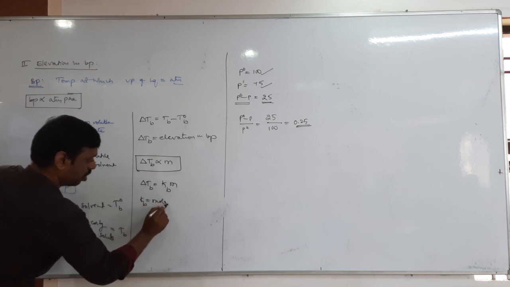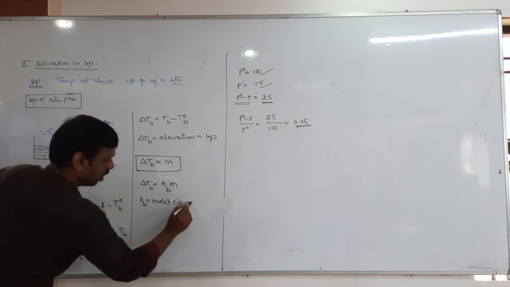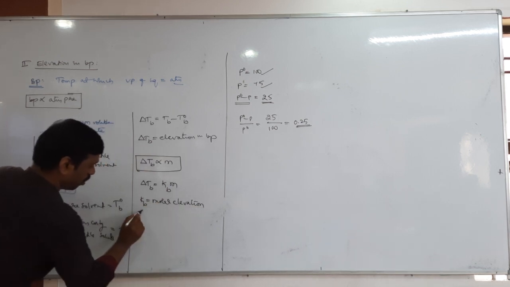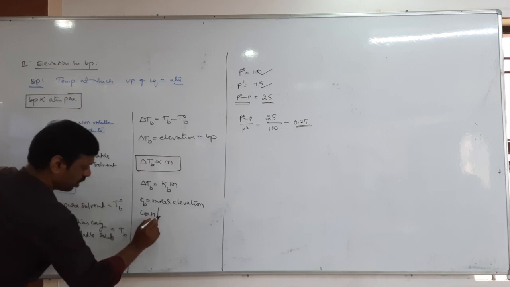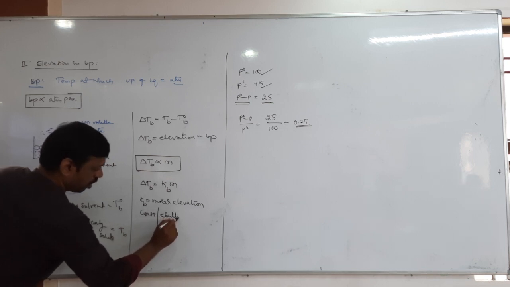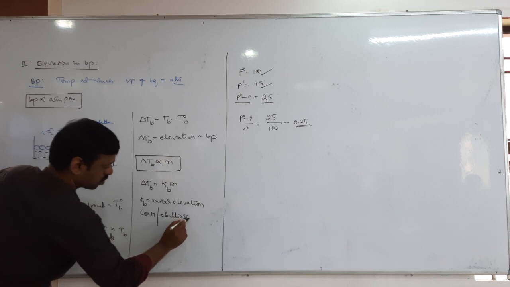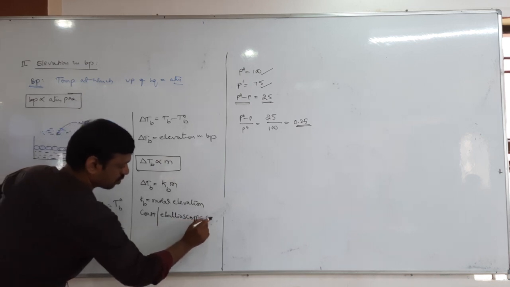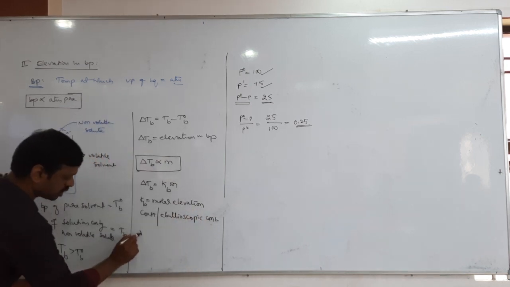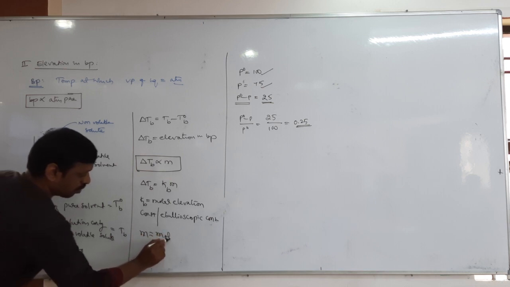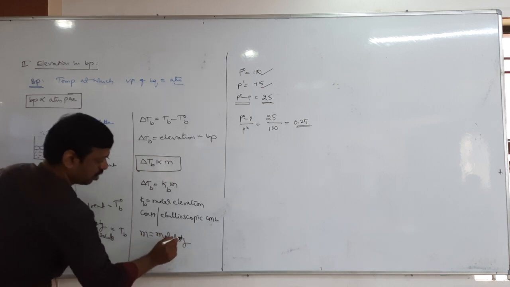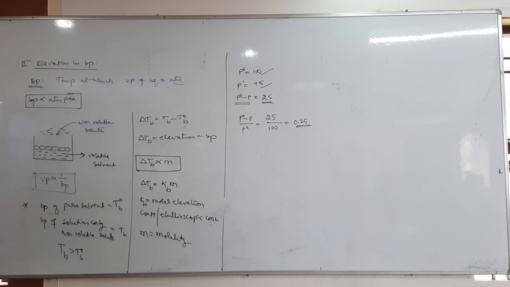What is Kb equal to? It is the molal elevation constant, also called the ebullioscopic constant. Next, what is small m? It is molality, not molarity, molality, small m.